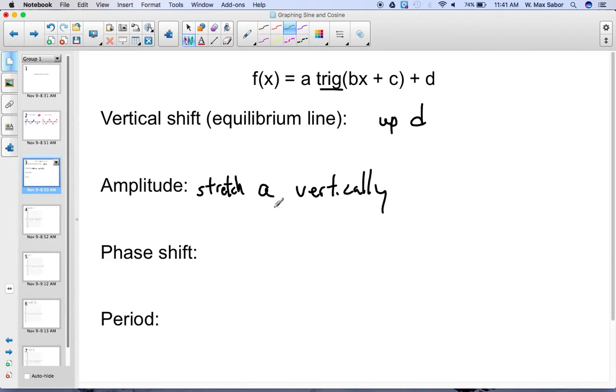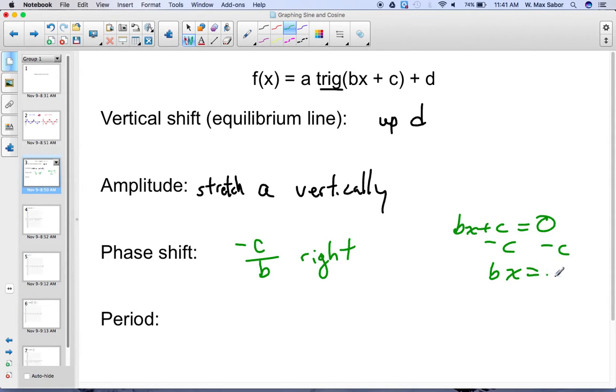Phase shift is by negative c over b, and that's to the right, but usually we have a negative value. If we have a negative value here, then obviously it will be to the left. This is based off of what will make bx plus c equal to 0. If we subtract c from both sides, we get bx equals negative c, and x equals negative c over b. So if there's something more complicated in here, it's whatever value of x makes this 0, that's what our phase shift is going to be.